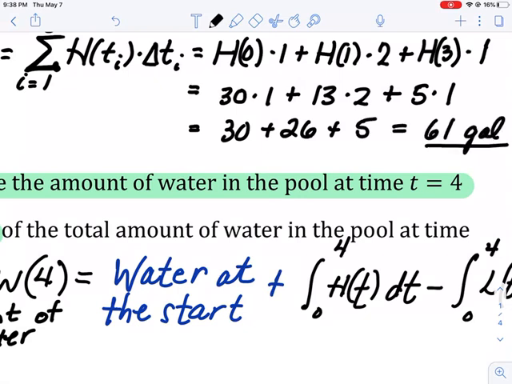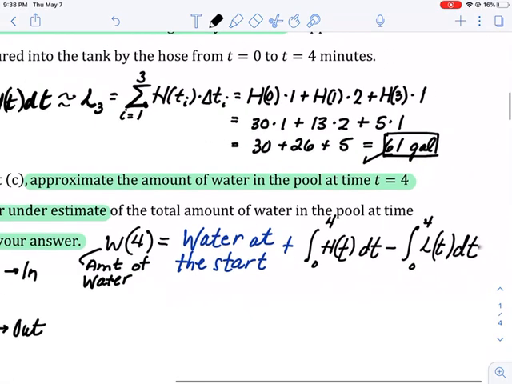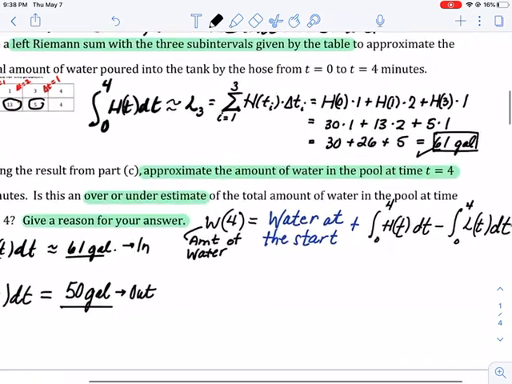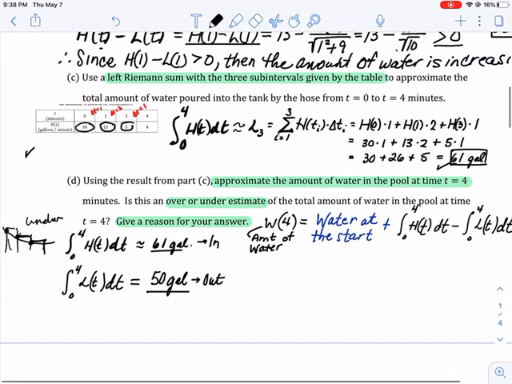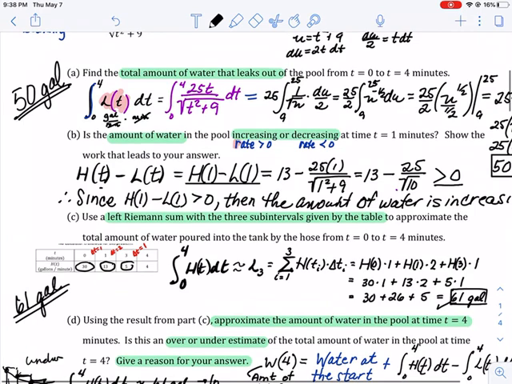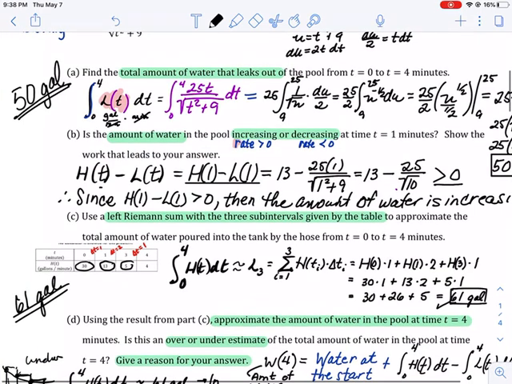And that would be 61 gallons that have leaked out of the tank, or the pool for this matter, the kiddie pool. Okay, so the answer here is 61 gallons. I'll take this check mark here and just say 61 gallons. So, okay, here it's increasing.